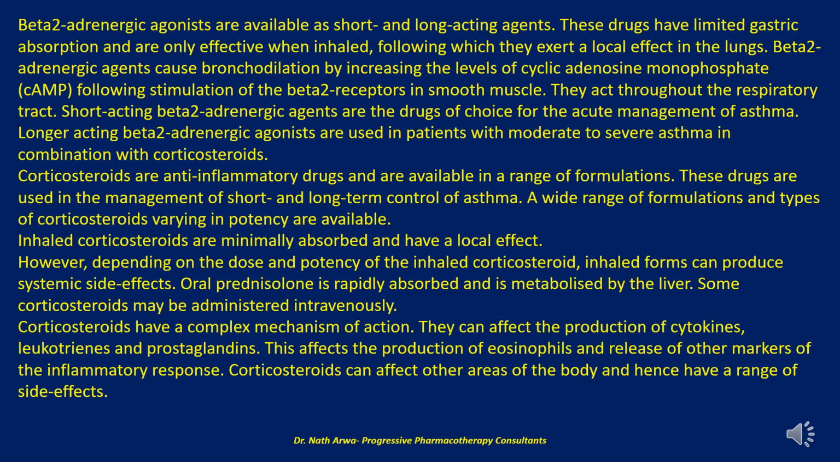Short-acting beta-2 adrenergic agents are the drugs of choice for the acute management of asthma. Longer-acting beta-2 adrenergic agonists are used in patients with moderate to severe asthma in combination with corticosteroids. Corticosteroids are anti-inflammatory drugs and are available in a range of formulations. These drugs are used in the management of short and long-term control of asthma. A wide range of formulations and types of corticosteroids varying in potency are available.